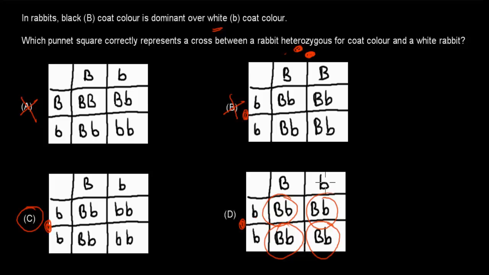If we have a small b and a small b, we don't get a big B and a big B. So this is wrong and this is wrong, whereas here they got it correct. So C is correct. The other ones were all wrong.